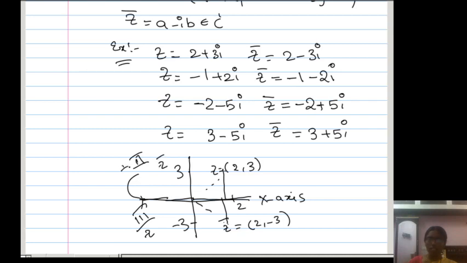What happened if Z is this? What is Z bar? Like this. Mirror image to the x-axis. Z is here, then Z bar is here.